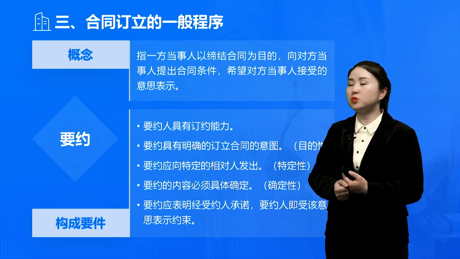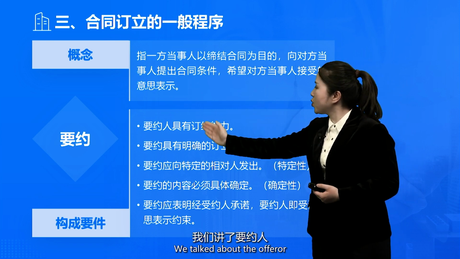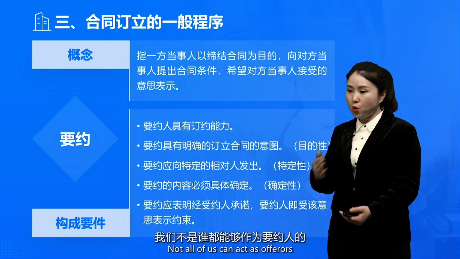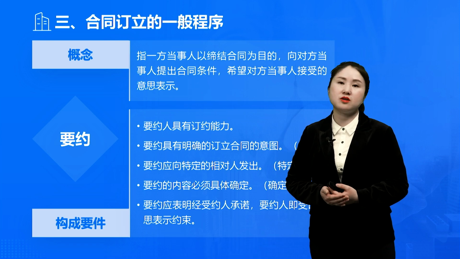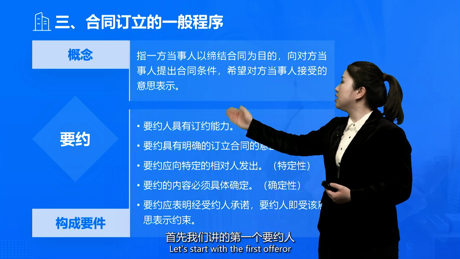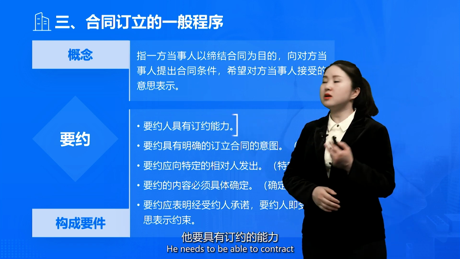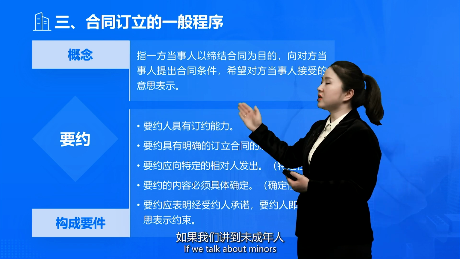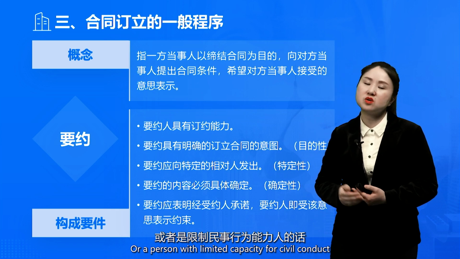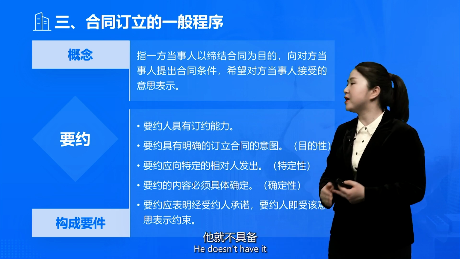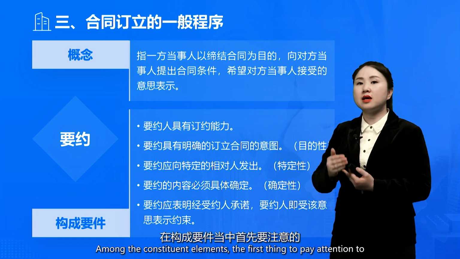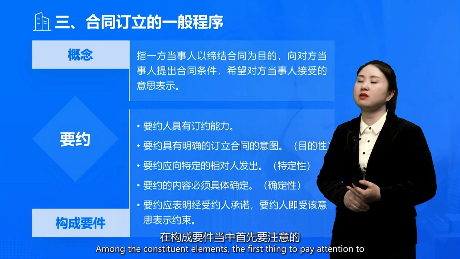This is an offer. We talked about the offerer. He also has some constitutive elements. Not all of us can act as offerers. Let's start with the first: the offerer needs to have the capacity to contract. So if we talk about minors, or a person with limited capacity for civil conduct, he doesn't have the ability to contract. This is the first thing to pay attention to among the constituent elements.